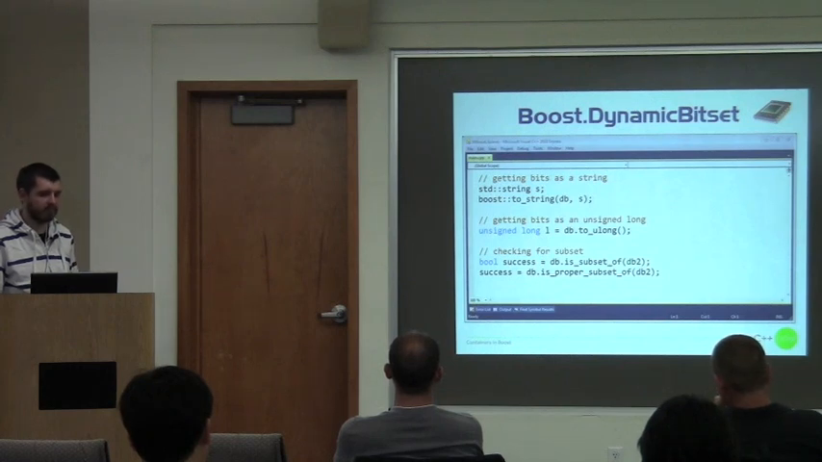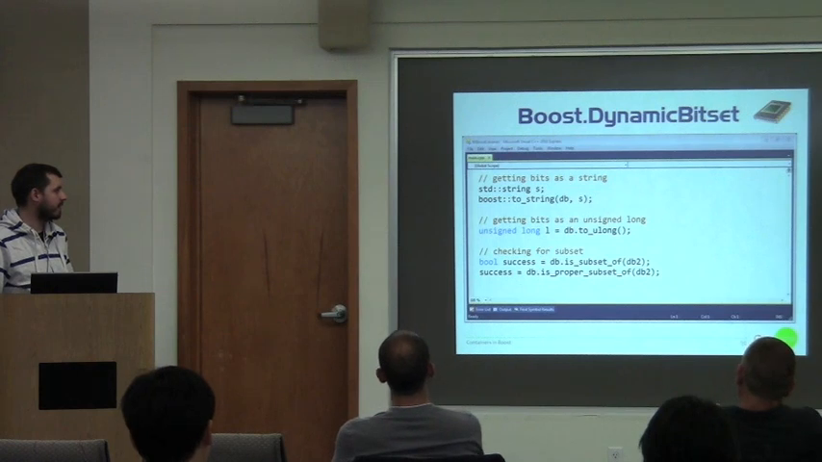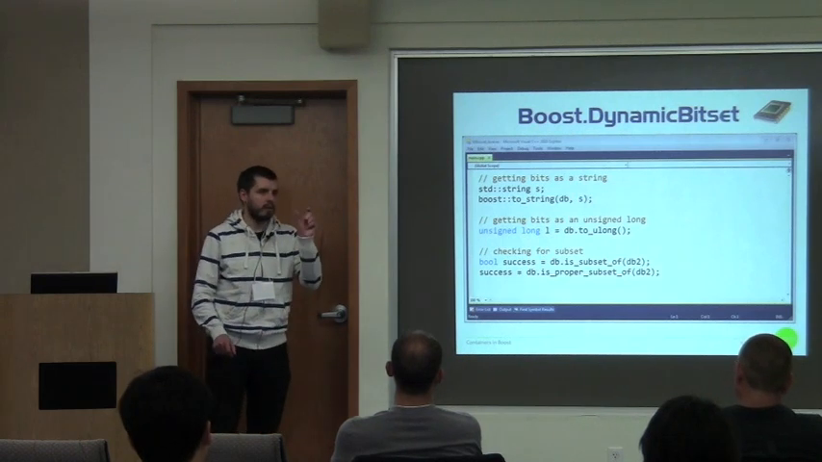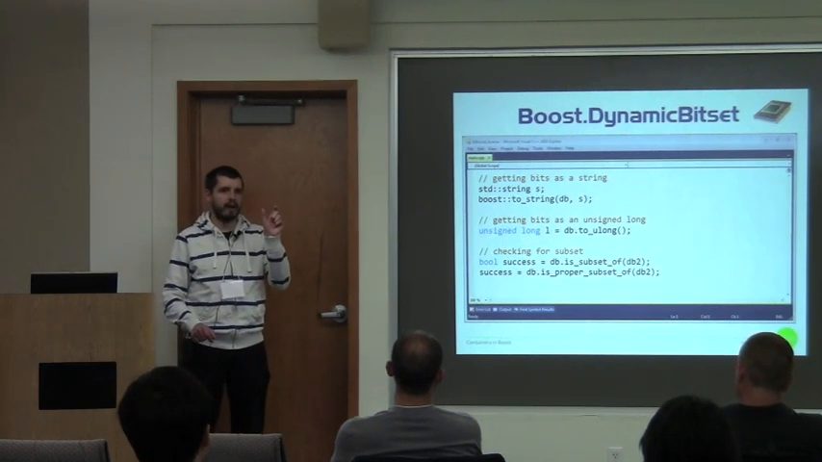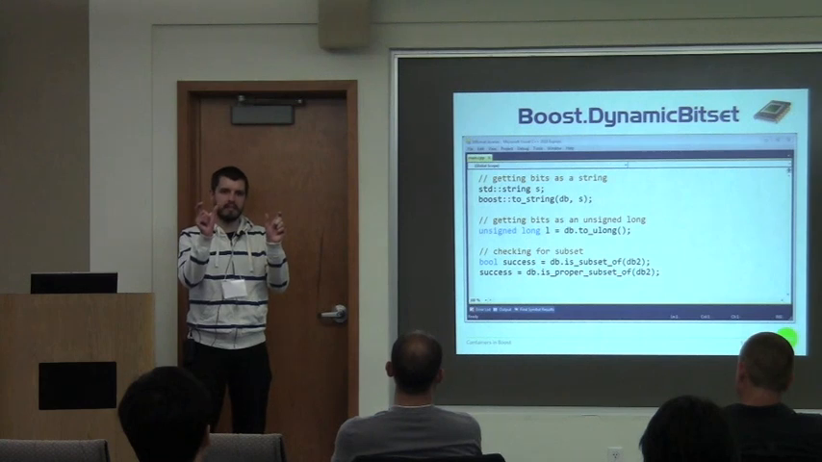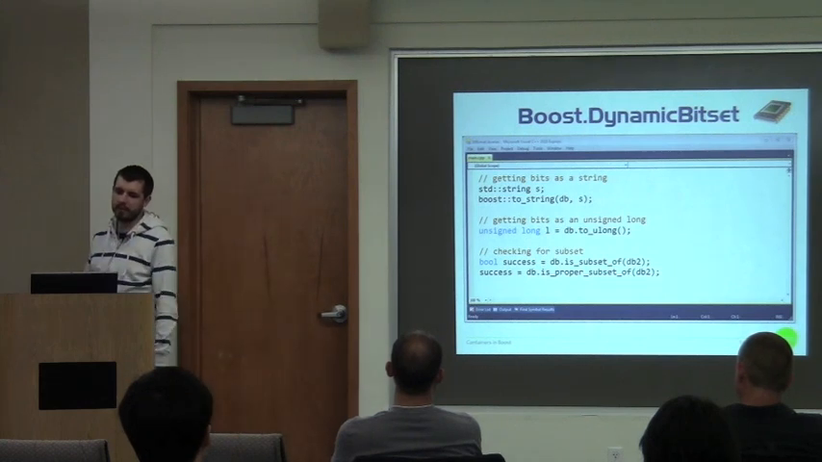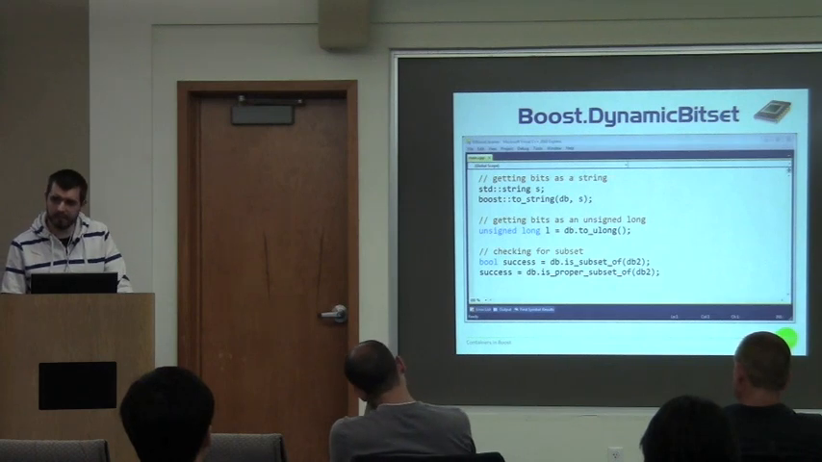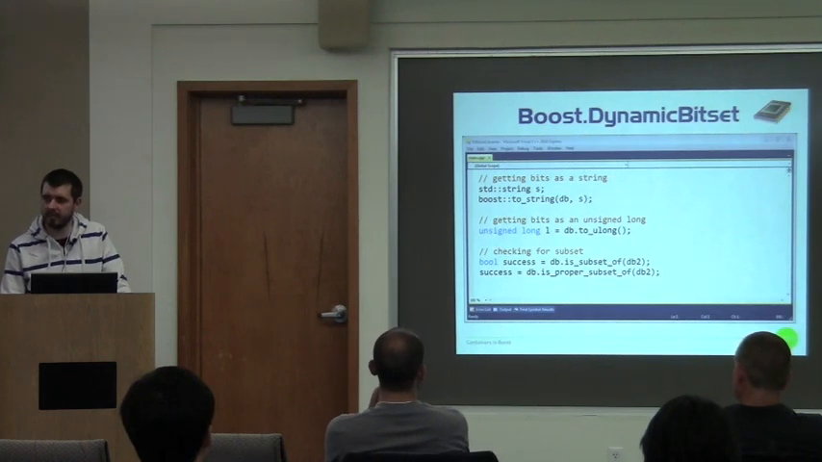We can also get bits as a string. There's a to_string function. We can get bits as an unsigned long with to_ulong. We can check for subsets, so we can have a look at whether one bitset defines all the bits another bitset defines. A couple of helpful functions which maybe make sense to use dynamic bitset, even if you don't need to change the size of a bitset at runtime.